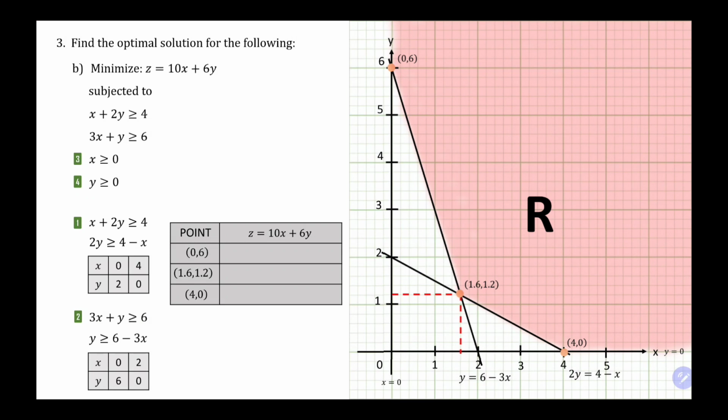Then our objective is 10x plus 6y. We substitute our points into the function. Then we choose the minimum value. Since our objective is to minimize, we choose the minimum value. Then we state the minimum value of z is 23.2 when x equals 1.6 and y equals 1.2.